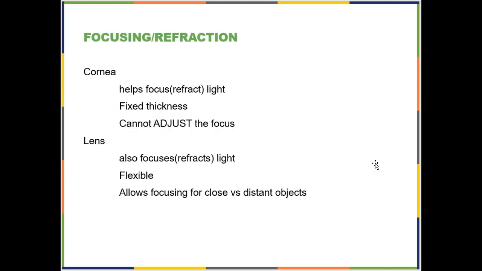What you need to know in general is that the cornea does focus light. It can refract the light, but it is a fixed thickness. It doesn't get thicker or thinner, so it can't adjust the focus. It's like a magnifying glass versus a pair of binoculars. Binoculars you can focus, a magnifying glass you can't. So your lens focuses or refracts light, but because it's flexible, it can change the extent to which it refracts the light, or how much it bends the light. This is what allows your eye to adjust for something that's close versus distant.